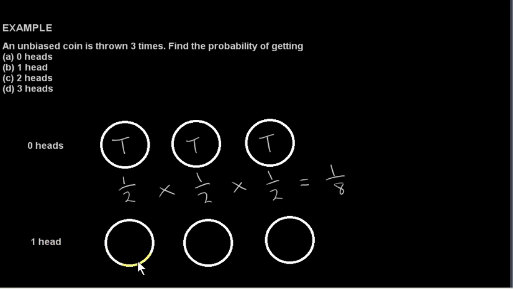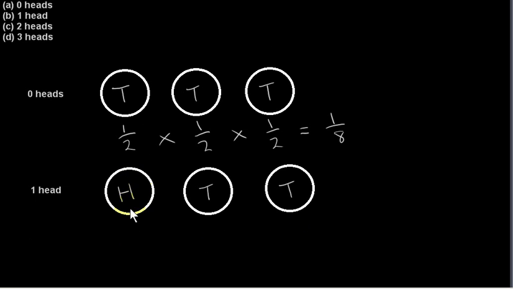Now let's consider the situation where we have exactly 1 head. So we're getting the probability of having just exactly 1 head, not at least 1 head. Let's consider how that can happen. Well, the first coin could show heads, but then the second and third coins must show tails. The probability of getting heads on the first throw is a half. The probability of getting tails on the second throw is a half. The probability of getting tails on the third throw is a half. So the probability of getting heads on the first throw and tails on the second and third throws is a half times a half times a half, because we're dealing with independent trials, and this is 1/8.